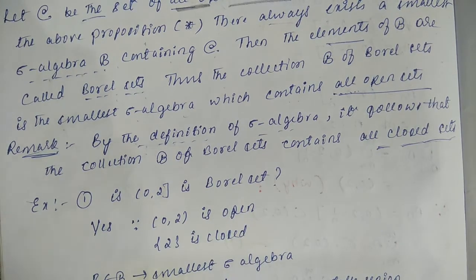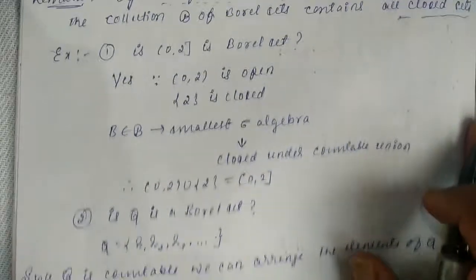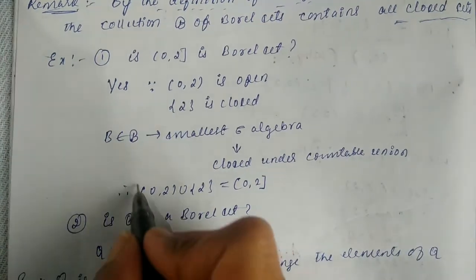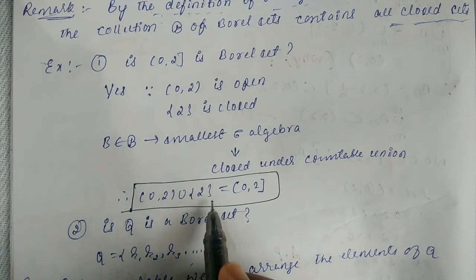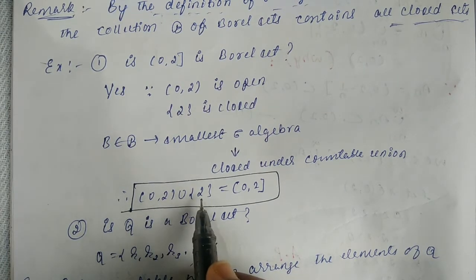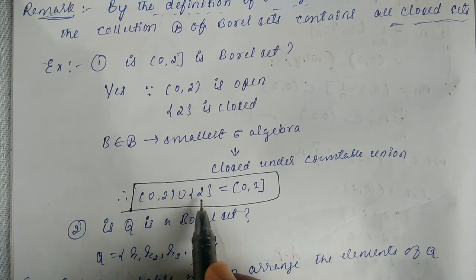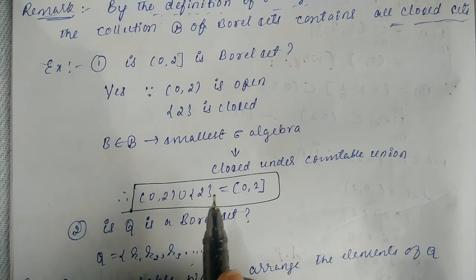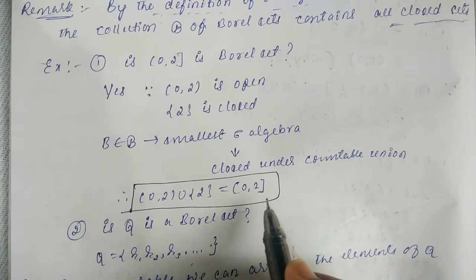Is it okay? So the next example: is the half-open interval (0, 2] a Borel set? This is the question. The answer is yes. Why? (0, 2] can be written as the open interval (0, 2) union the singleton {2}. This is an open set. Singletons are closed sets. Is it clear? Open sets are Borel sets. Closed sets are also Borel sets. So the union also belongs to that collection B. Why? Since it is a sigma algebra, which is closed under finite union also. Therefore, it is an element of B, which means it is a Borel set.